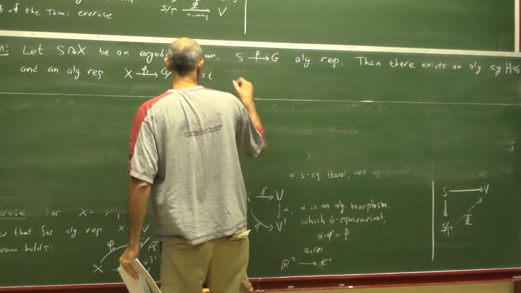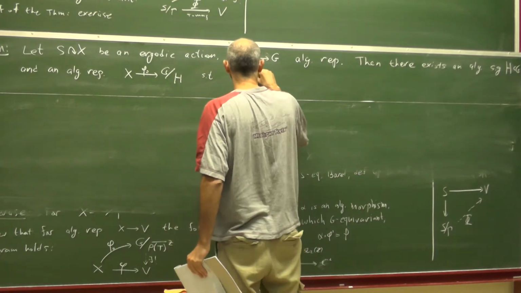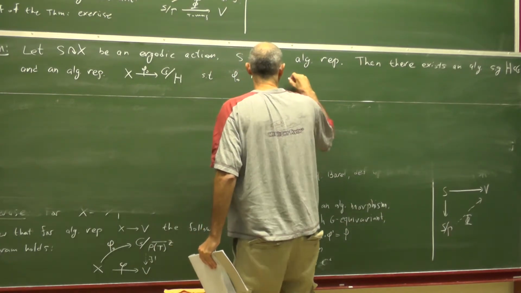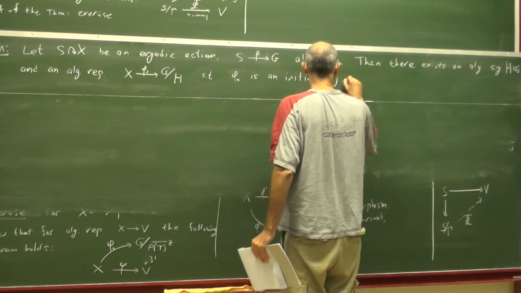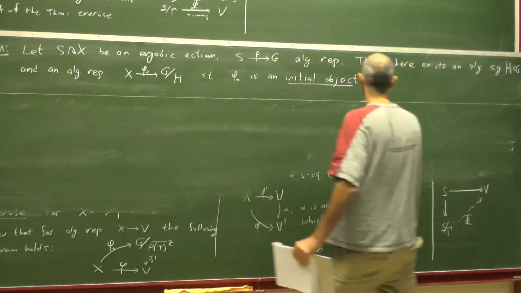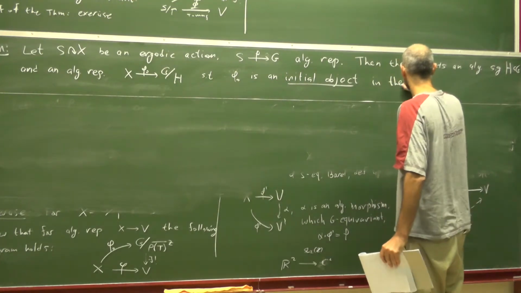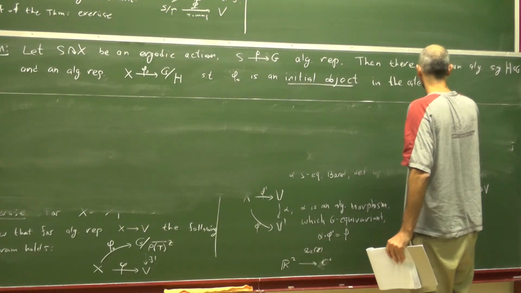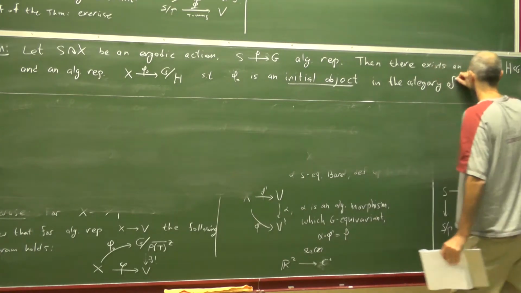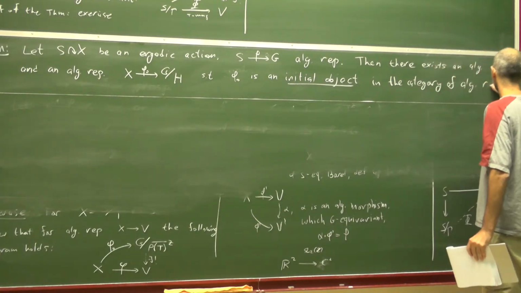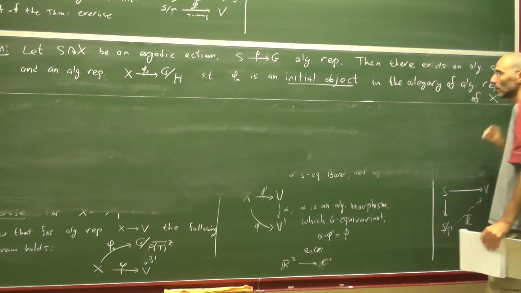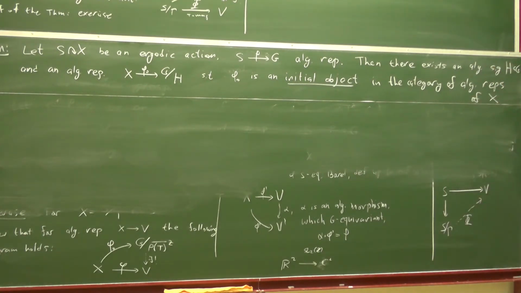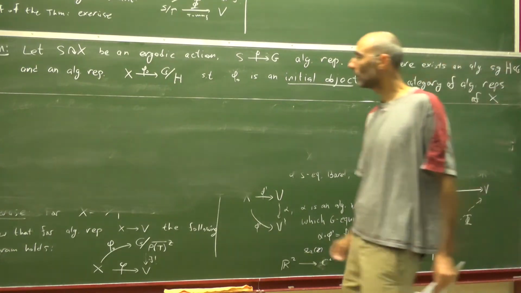such that phi 0 is an initial object in the category of algebraic reps of X. And let me explain what I mean by this, but this is the letter you see.